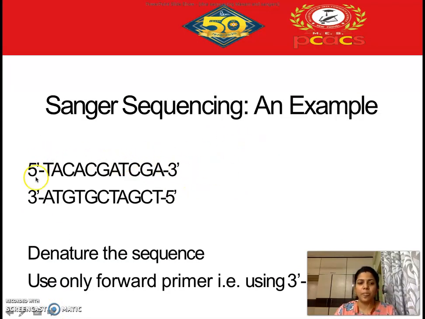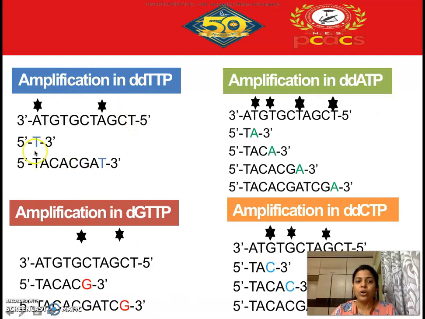So let us see an example. If this is a particular double-stranded DNA that you need to sequence, first denature the sequence, okay? And as I said, only the forward primer would be added. So this is your template. In this particular Eppendorf, you have added ddTTP. So wherever A is there, a T has to be added. There are A's at 2 positions, so there are 2 possibilities. Either a ddNTP will get added at this position, or it may get added at this position.